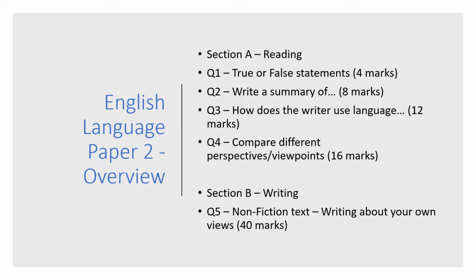And Section B, the writing section, is once again worth 40 marks. You've got that split of 24 and 16. But in this one, rather than creative or descriptive writing, you'll be writing a non-fiction text, and it will be writing about your own viewpoints. So something similar to what we've done in class when I've asked you to consider whether you agree or disagree with something, and it could ask you to write to argue, or write a letter to argue your point of view on a specific statement.